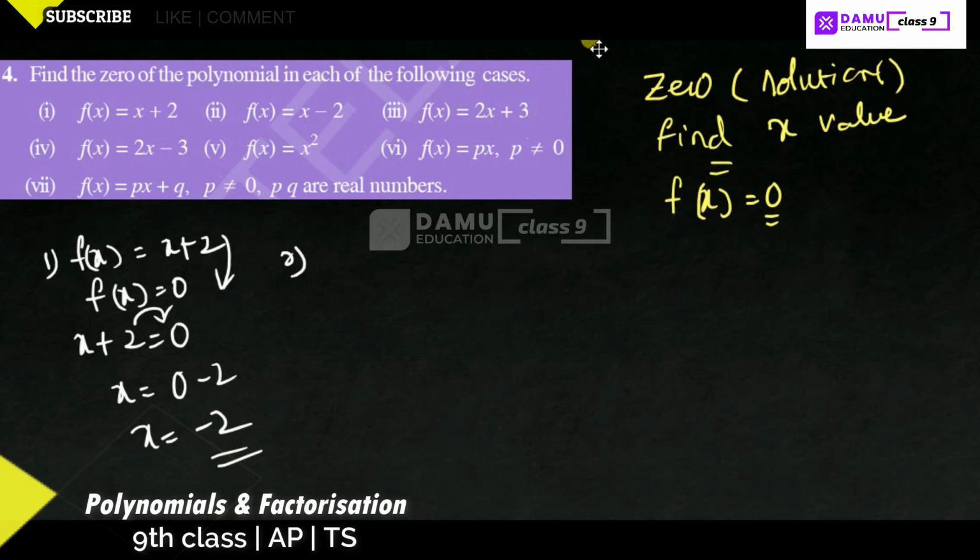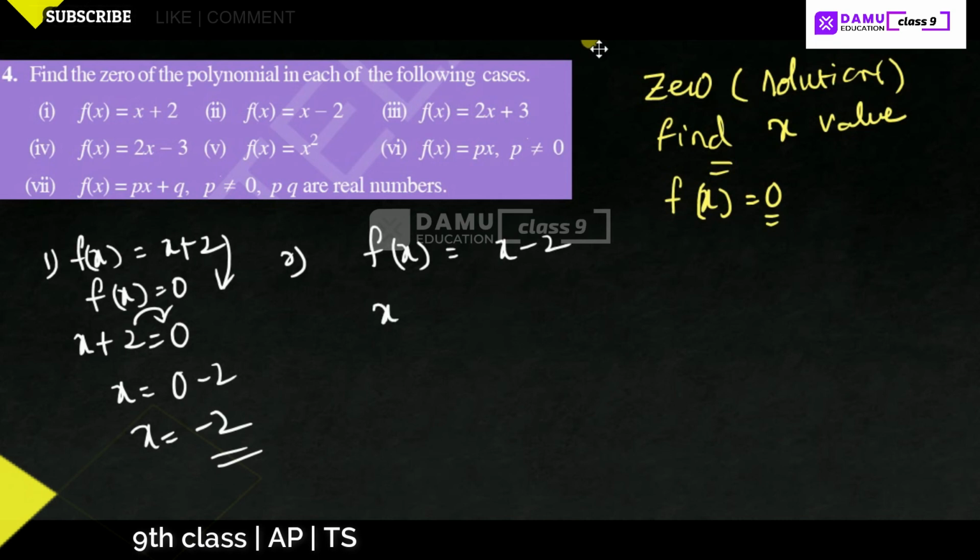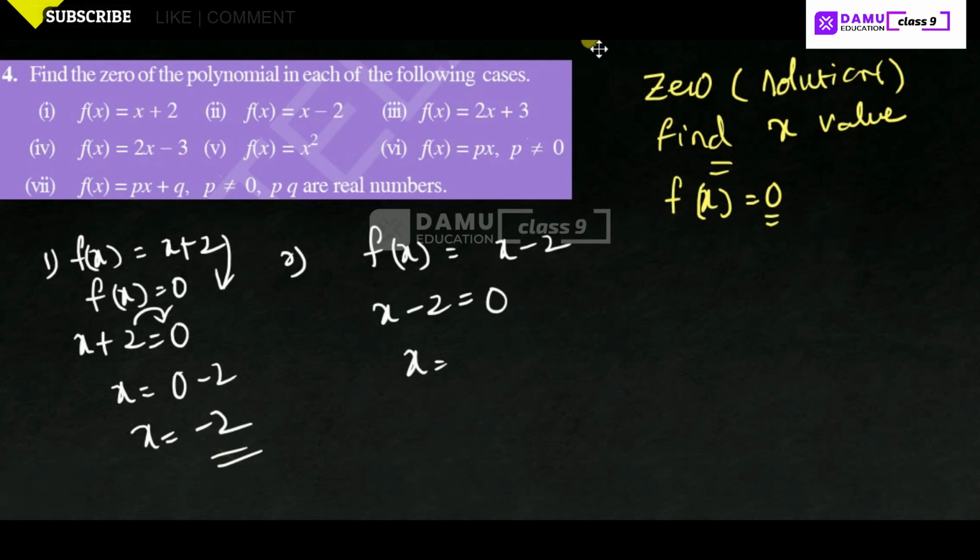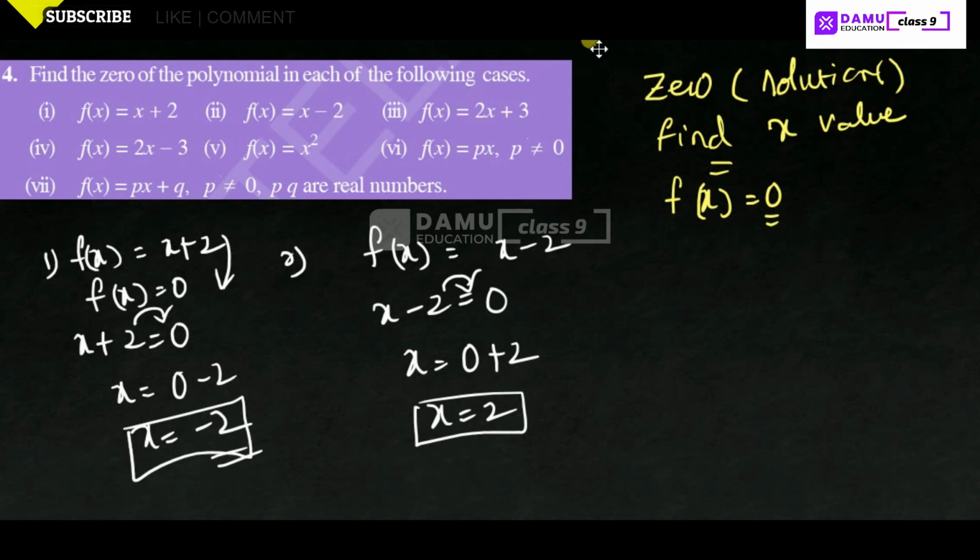The second one is f of x is equal to x minus 2. If there is a plus, then we'll get minus in the zero. If there is a minus, then we'll get the answer in plus. So equate to 0, then x is equal to, shifting to the right side, this minus 2 will become plus 2. Then x is equal to 2. So this is the zero of the given polynomial.